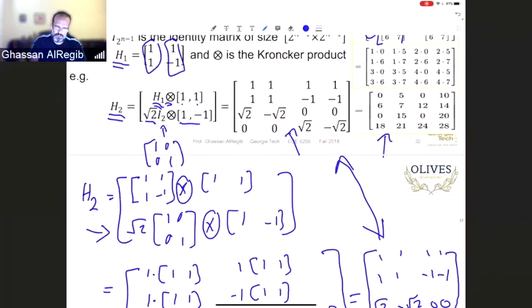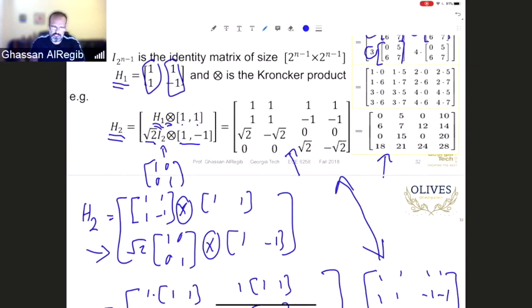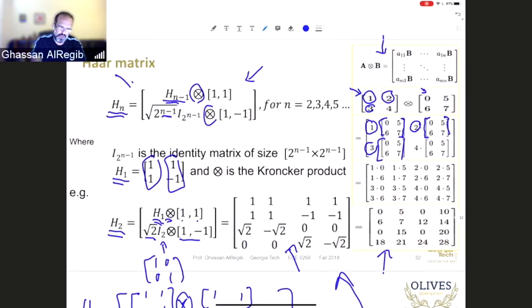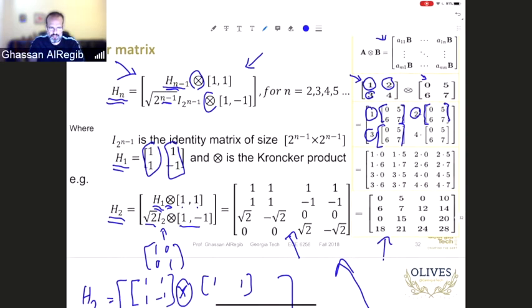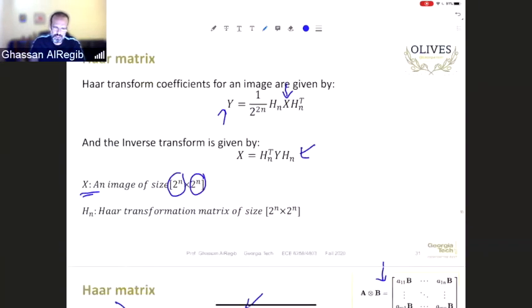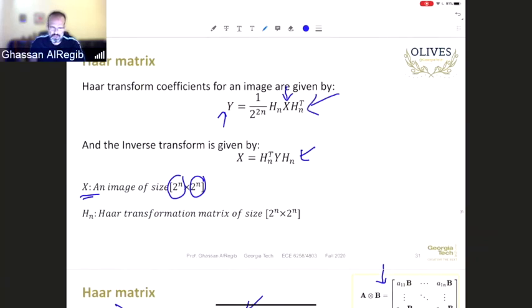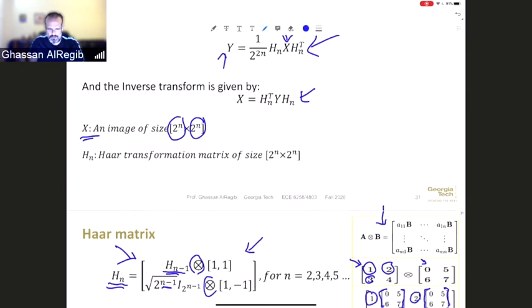And now, once you have H2, then the next one is H3 and H4. So you can really do the same procedure and so on using this generalized formula in here. So this is basically how you can find the Haar matrix. So you can do the transform for your image based on how many levels of decomposition you are trying to do in this case.